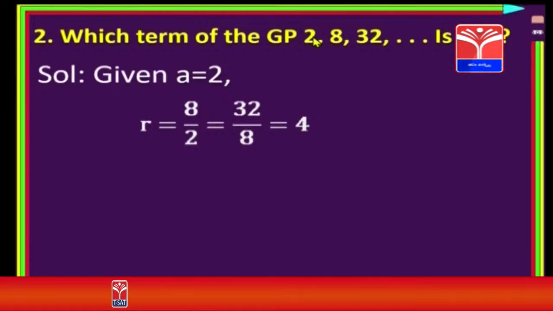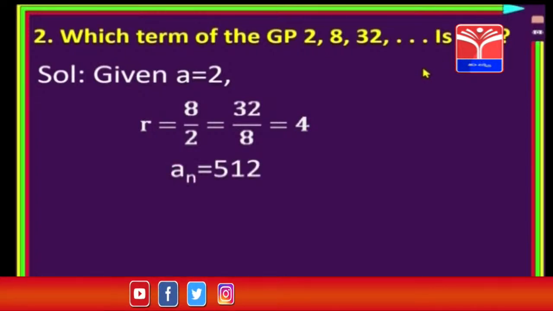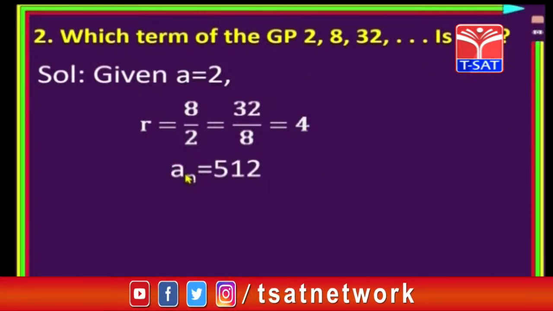Second term by first term, that is 8 by 2, or third term by second term, that is 32 by 8, which is equal to 4. Common ratio is 4, right? Which term is 512 means, let us assume an is equal to 512. Okay, we should find the value of n.